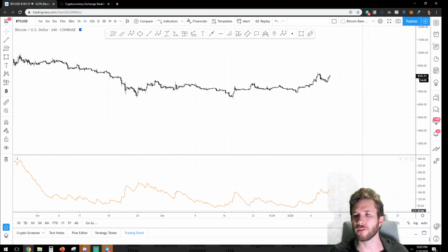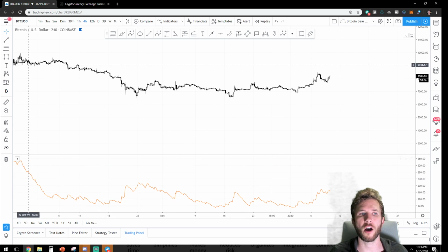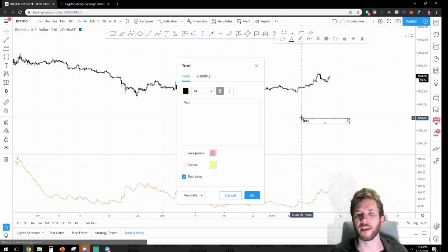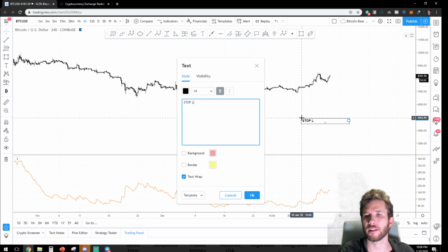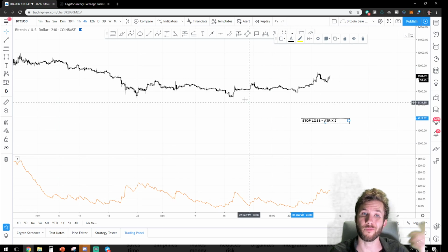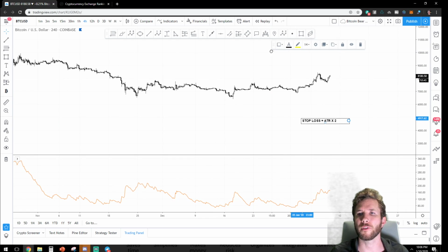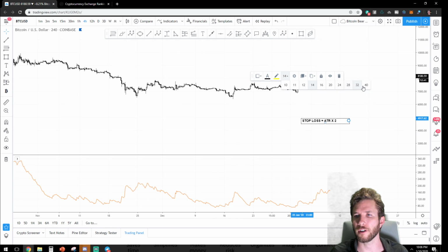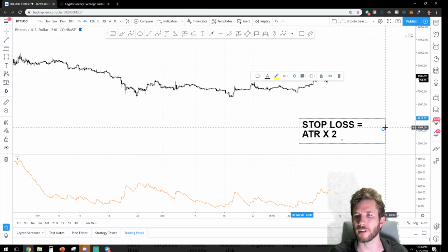So this tells you basically the range of how big this is. So a good formula is stop loss equals ATR times 2. This is a loose stop loss, and if you just follow my risk management guide, this will make a lot of sense as far as position sizing. So stop loss equals ATR times 2.